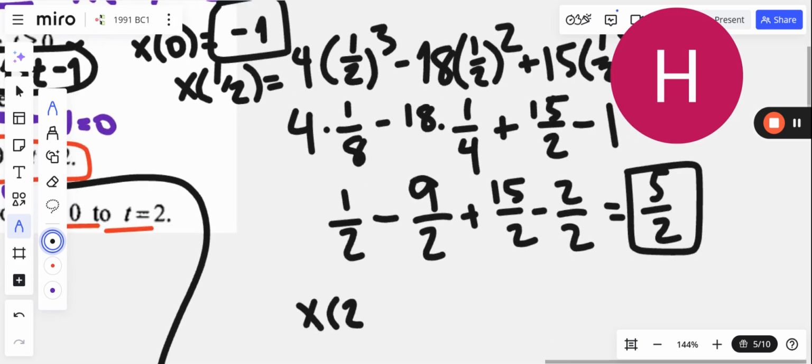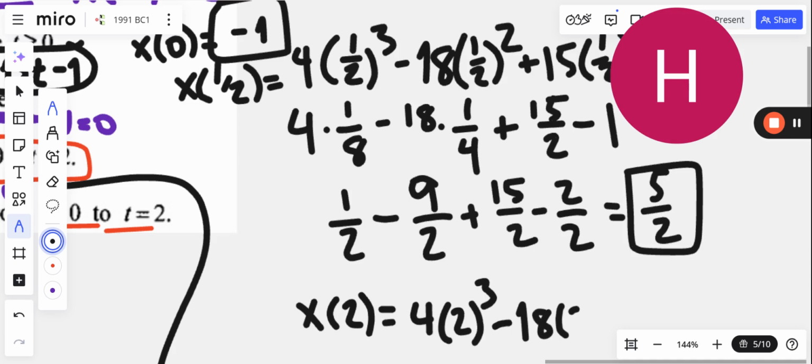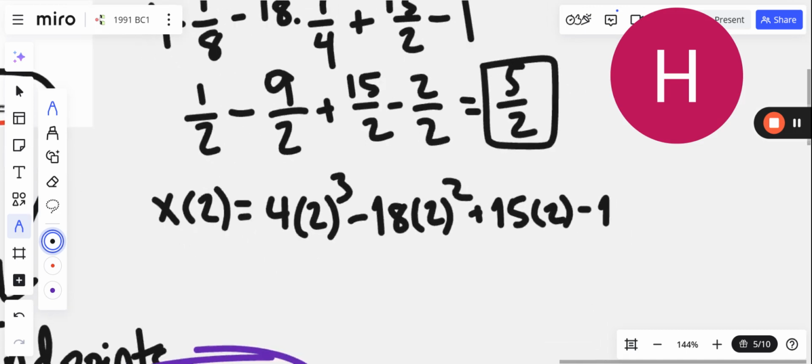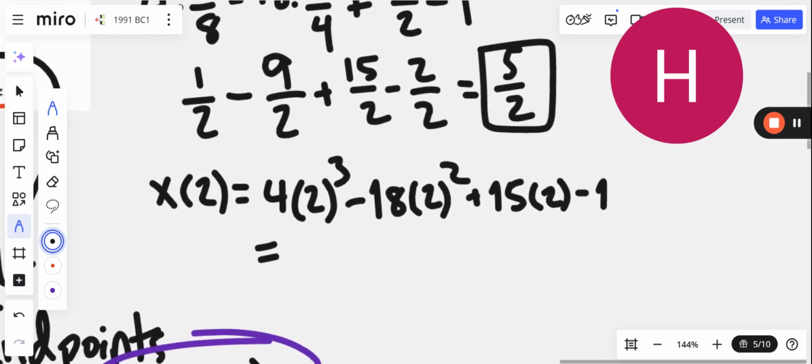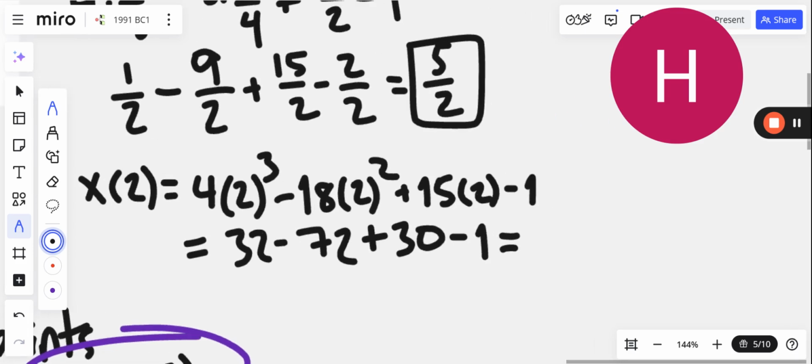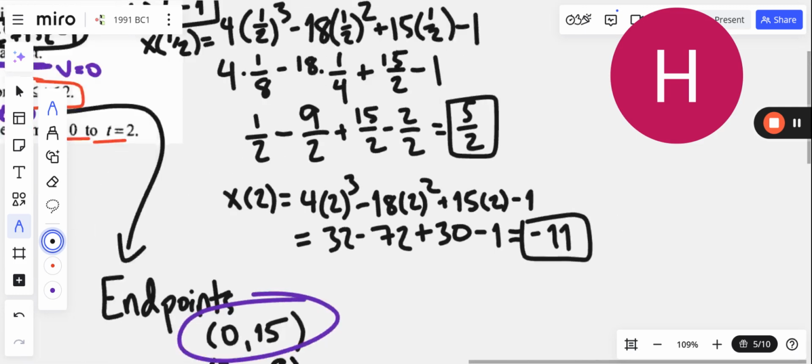And lastly, we need x of 2, which is going to be 4 times 2 cubed minus 18 times 2 squared plus 15 times 2, and then minus 1, which is nice. This is just 4 times 8, which is 32, minus 18 times 4, which is 72, plus 15 times 2, which is 30, minus 1. So this gives us 62 minus 72 is -10, and then minus 1 is -11.